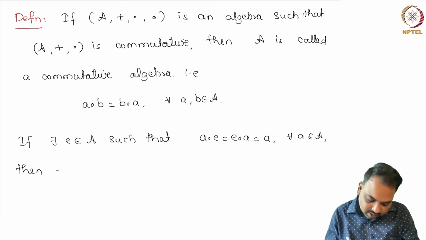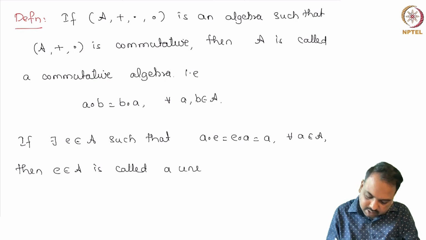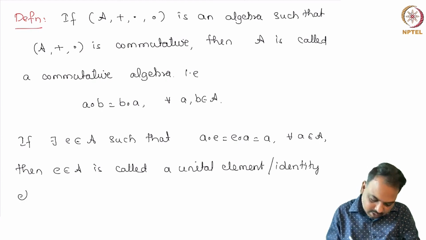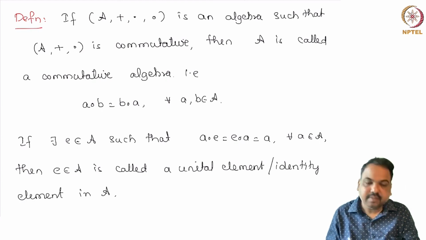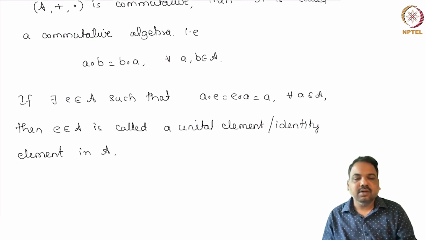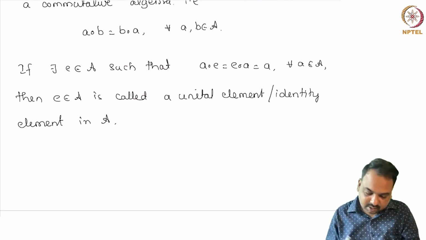this element E is called a unital element, or it's also known as identity element in A. So if A has a unit element or unital element, we call that algebra unital.